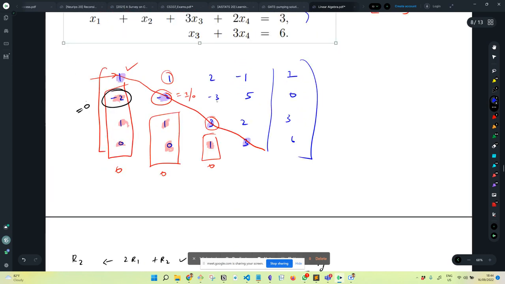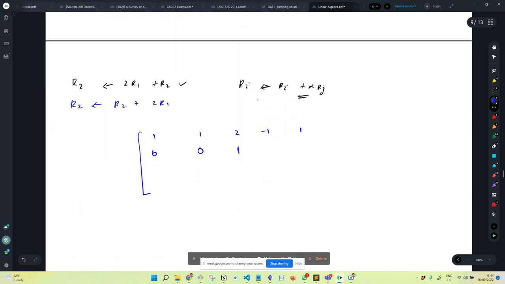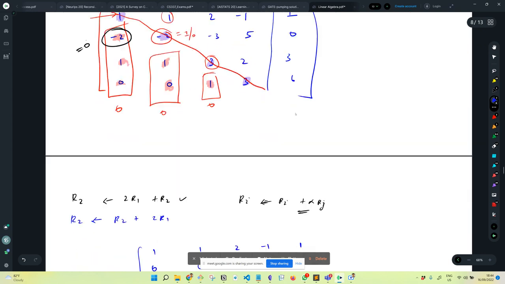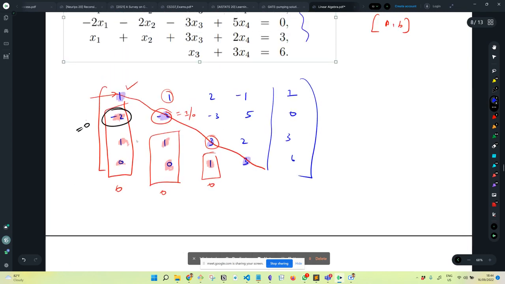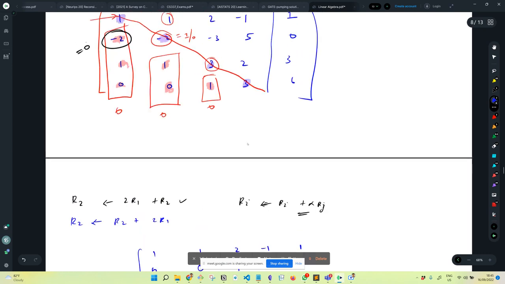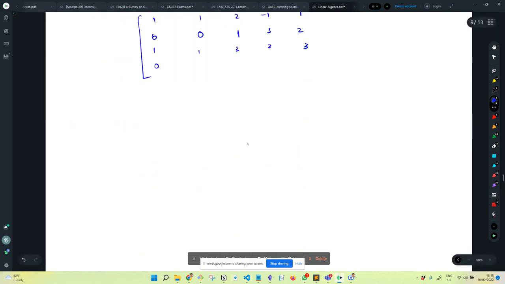Please alert me if I am making some calculation mistake. Then it will be 5 minus 2, which is 3. And this will be 0 plus 2, which is 2. And I'll simply copy over the remaining rows, which are 1, 1, 3, 2, 3. And the last row is 0, 0, 1, 3, 6.